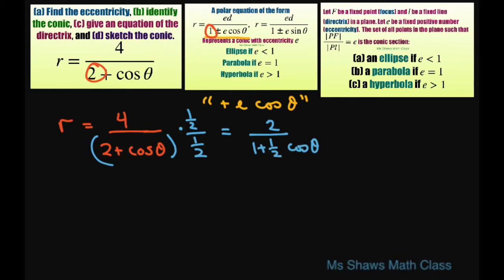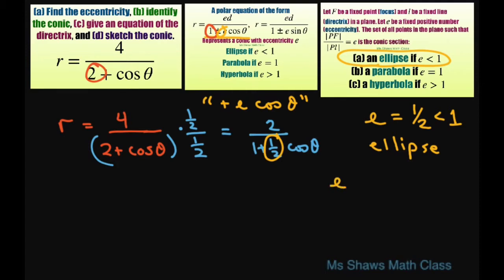Now clearly we can see our e. Our e is 1/2, which is less than 1, and that means we have an ellipse. And our ed equals 2. So substituting in your e, you get 1/2 d equals 2, so your d equals 4.